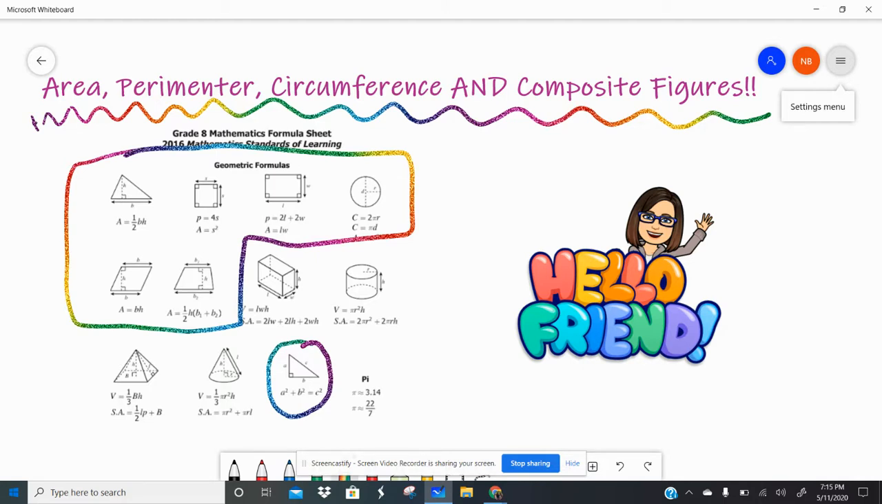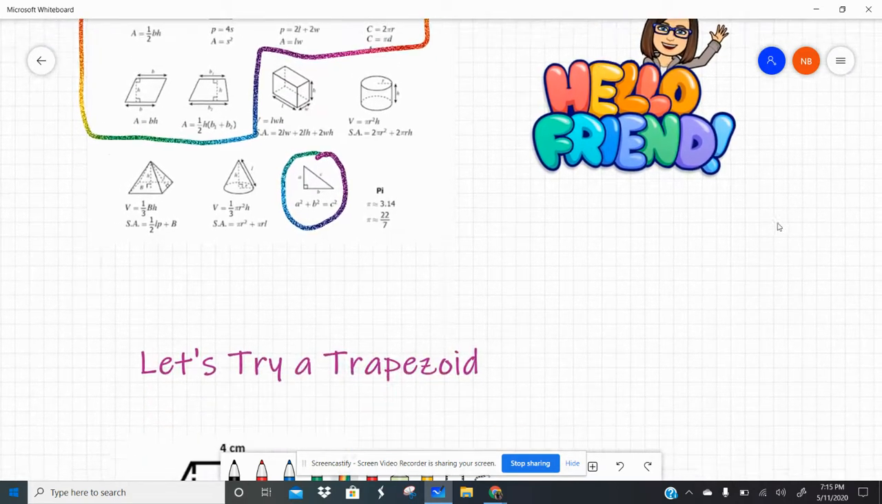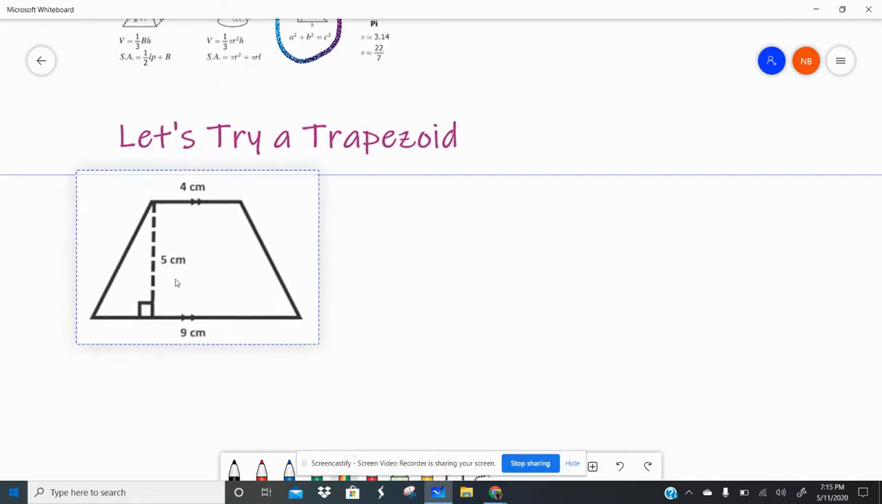So I'm going to show you some tricks with the Desmos calculator on how to go through and find area, perimeter, and circumference, and then how to break down what we call composite figures. So let's begin to explore. So right here we have this little trapezoid.